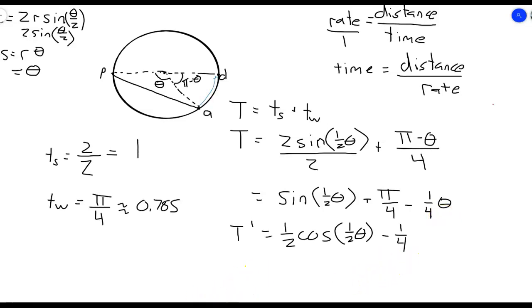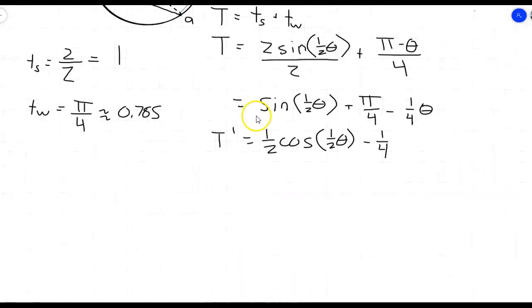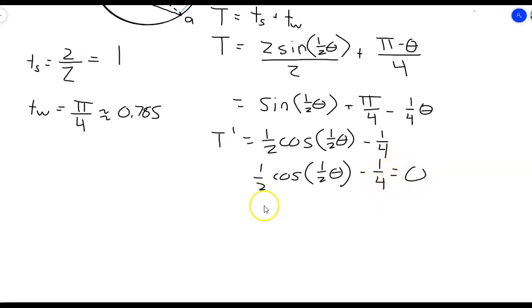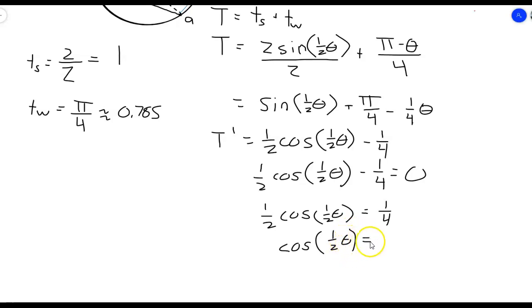All right, so let's go ahead and set that equal to 0. It's fun stuff, isn't it? So 1/2 cosine of 1/2 theta minus 1/4 is equal to 0. So 1/2 cosine of 1/2 theta is equal to 1/4. Multiply both sides by 2, and we're going to get the cosine of 1/2 theta is equal to, multiply that by 2, you get 1/2.